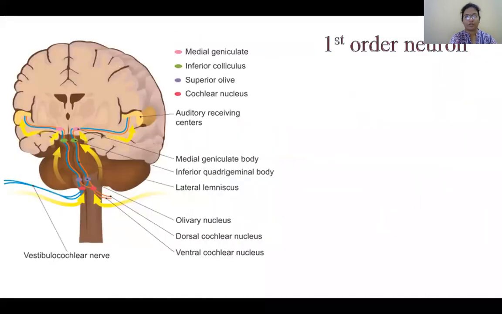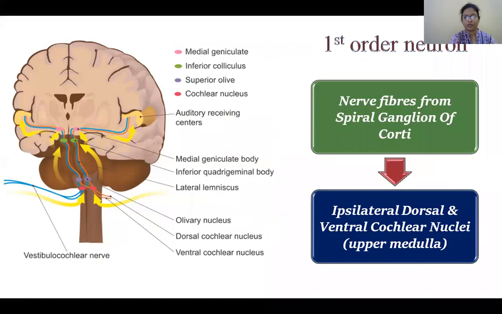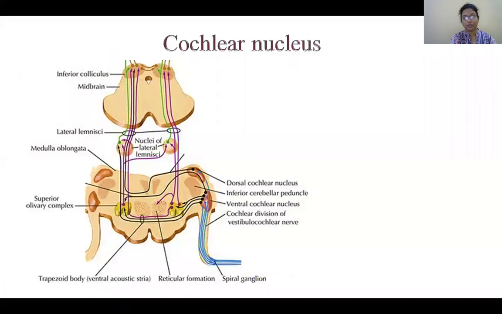So coming to the first order neuron. The first order neuron arises from the nerve fibers of the spiral ganglion, and it will terminate in the ipsilateral dorsal and ventral cochlear nucleus, which is located in the upper medulla. Now coming to the cochlear nucleus. The cochlear nucleus is divided into a ventral portion and a dorsal portion.